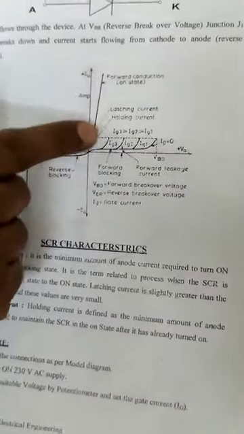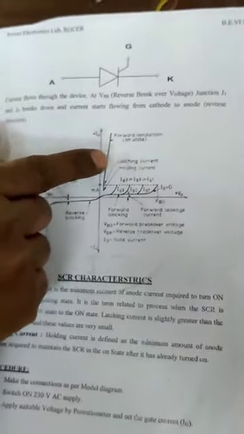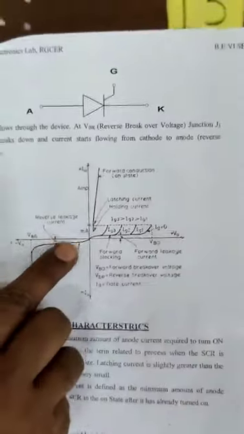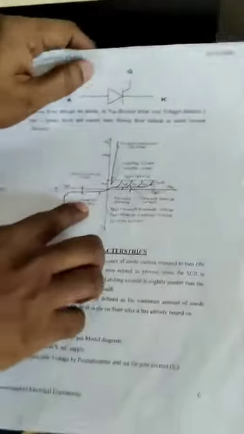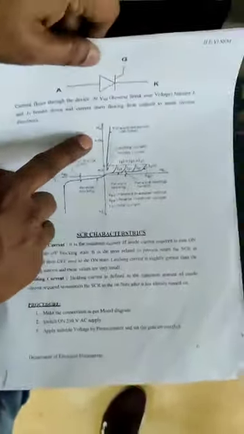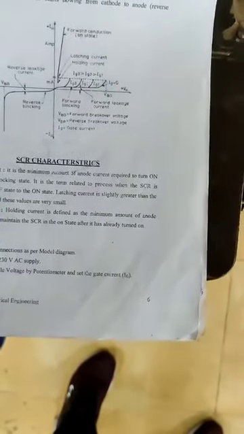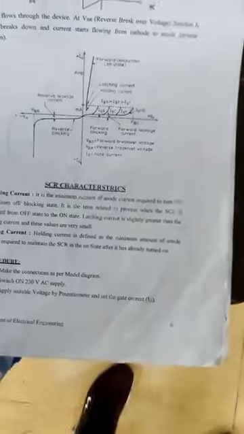This is called the conduction mode, or the forward conduction on state. Before that I want to tell you one thing: in the x-axis there is V and in the y-axis there is I. So the current will be here. Now see, there is a voltage VB0. This is called the forward breakover voltage.